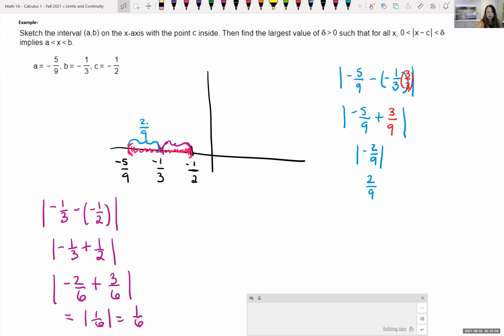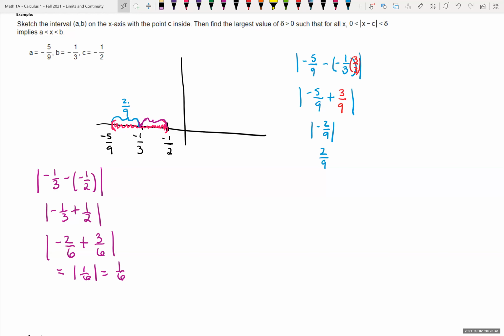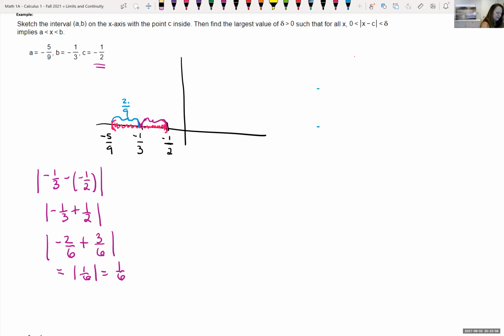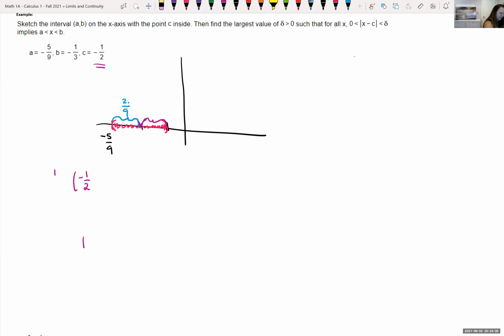Let's see something real quick. Yikes, I made a mistake. That value -1/2 has to be in between, and so this is actually wrong, unfortunately. So let's rewrite this. I'm just going to move these over, but my distances are off because of that. The -1/2 is in between -5/9 and -1/3. So this right here is -1/2, and this is -1/3.